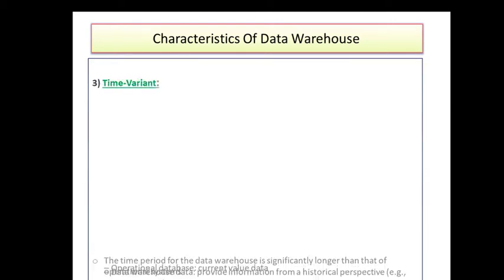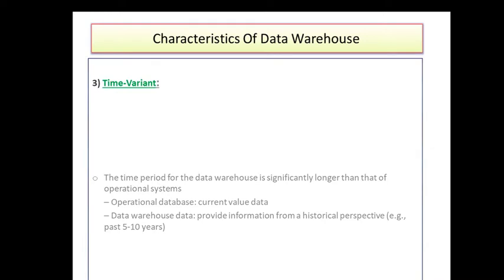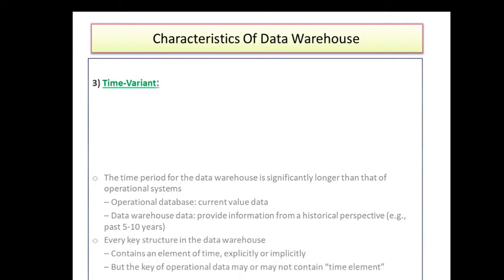Time variant. When we talk about data warehouse, we know that it's for a larger period of time. It's significantly larger, like 4 to 5 years, whereas your online transaction OLTP is for the current value data. So every key structure in your data warehouse should contain an element of time, either explicitly or implicitly.